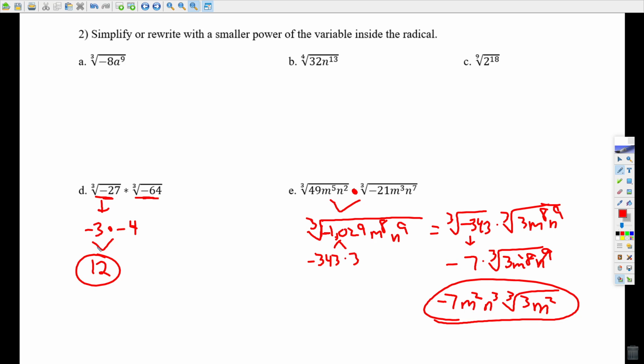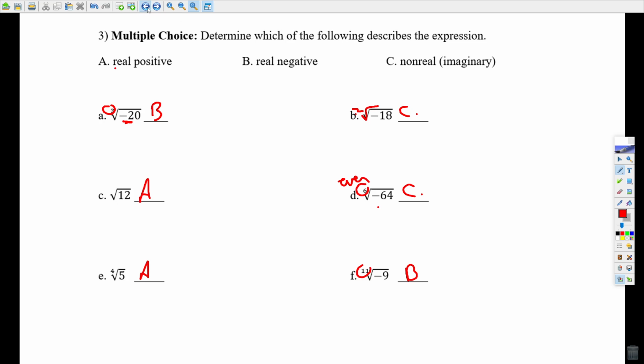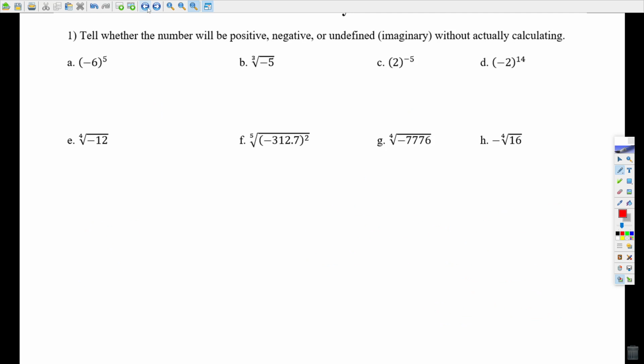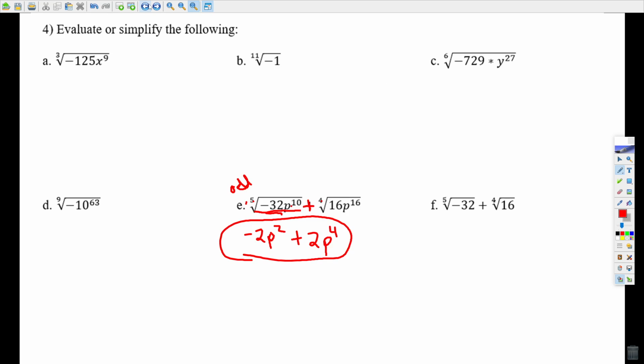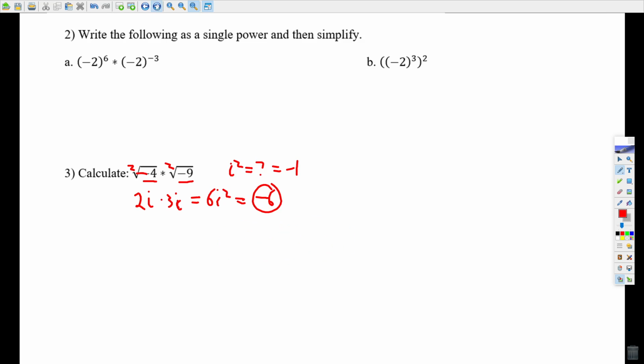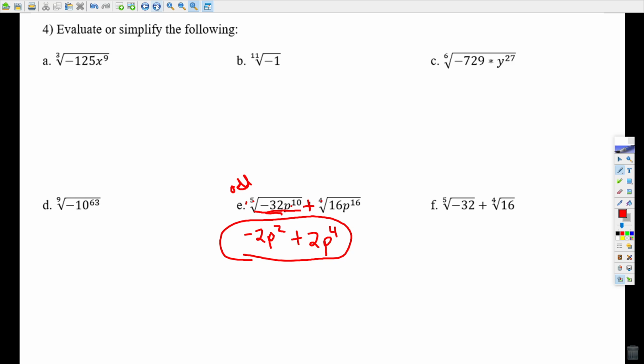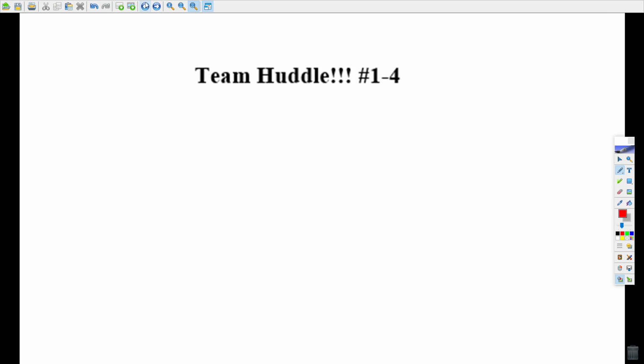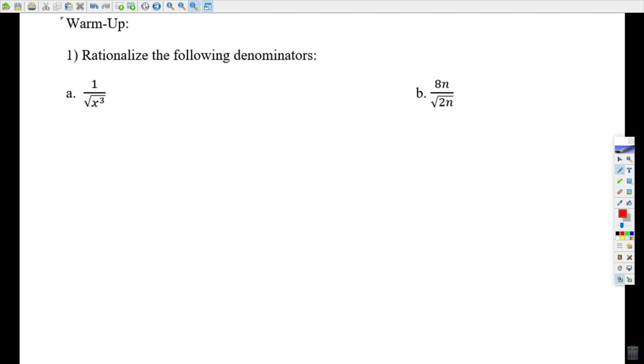I think I did enough examples to hopefully be able to finish the rest yourself. In this one, tell whether the number will be positive, negative, or imaginary without actually calculating it. Hopefully you can do that with the table. Yeah, I think the rest of them are not too bad. So finish the rest of that, and we will be done with 8.7.